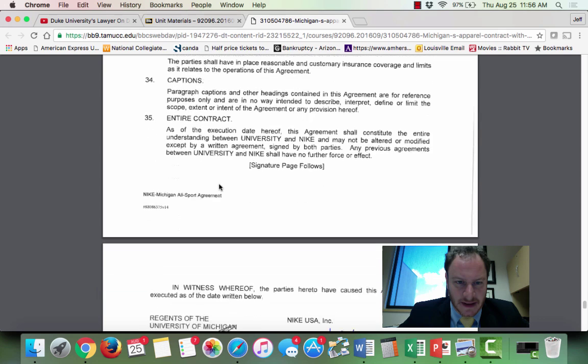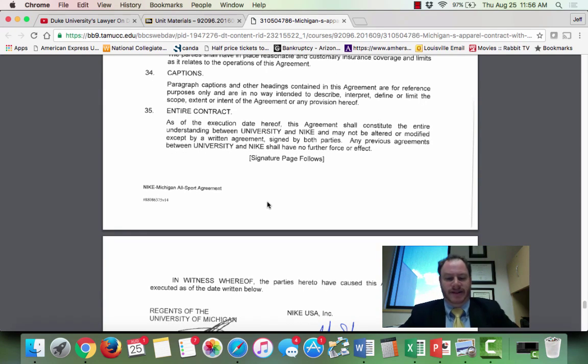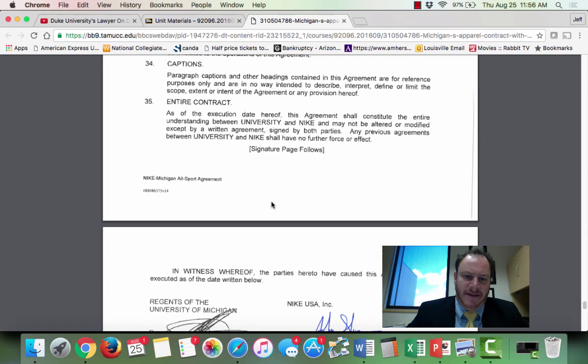Confidentiality. Entire agreement. Alright, here's the integration clause. It's right at the end. The integration clause here is under Section 35, entire contract. As of the execution date thereof, this agreement shall constitute the entire understanding between the university and Nike and may not be altered or modified except by a written agreement signed by both parties. Any previous agreements between the university and Nike shall have no further effect.